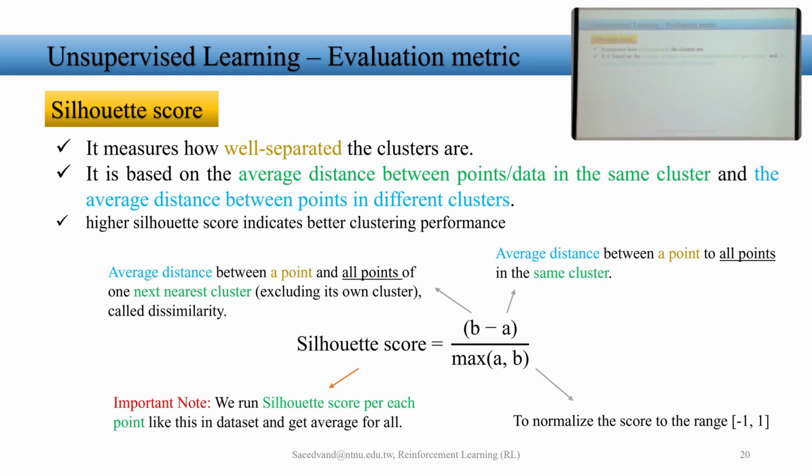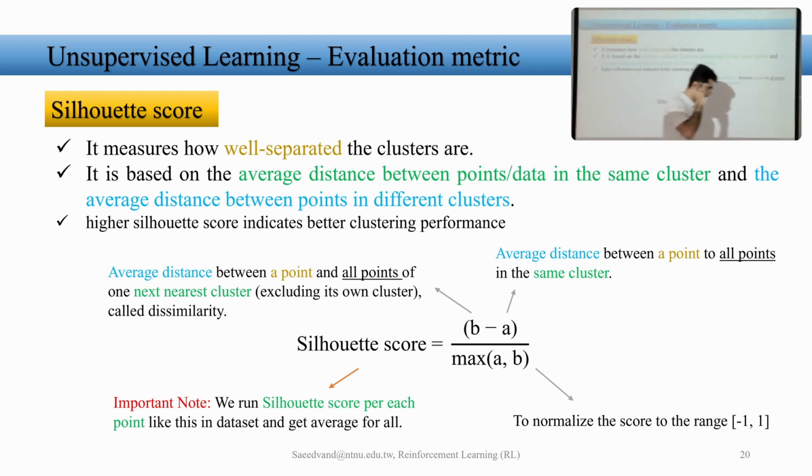So it is based on how this metric works. We say this is based on average distances between the data points in the same cluster and the average distances between points in different clusters. So not only should we consider in our metric the data points that we have, but also the other ones in the equations that we write. And based on that, we say a higher silhouette score indicates better clustering performance.